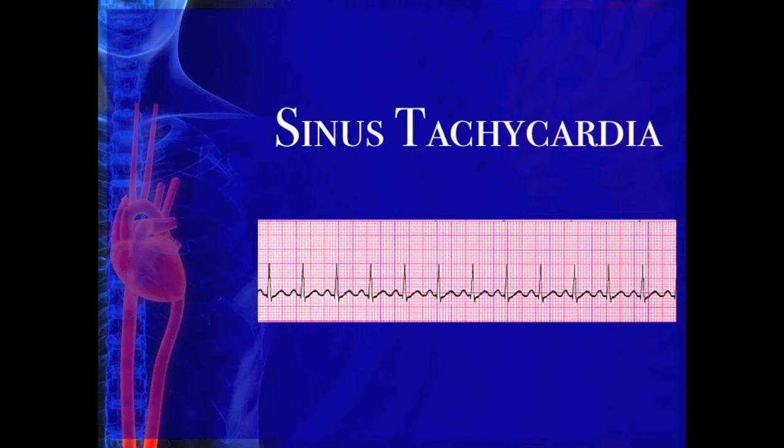This rhythm is sinus tachycardia. The ECG of sinus tachycardia presents the same as a normal sinus rhythm with one difference. The heart rate is estimated to be greater than 100 beats per minute.